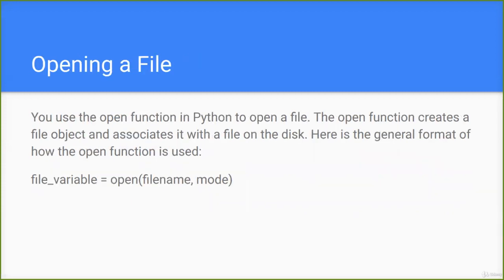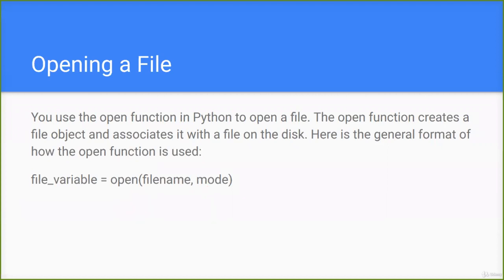Okay, so now let's see how we can open up a file in Python. In order to open a file in Python, there's a keyword called open. So you need to use the open function in Python to open a file. Now, the open function basically takes two arguments. The first argument is the file name, and the second argument is your mode.